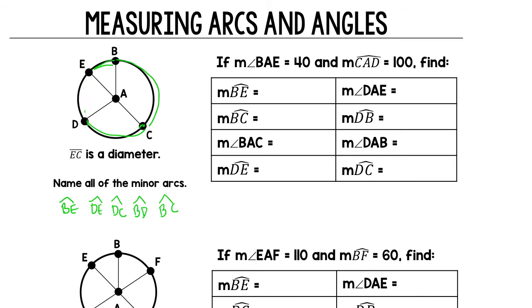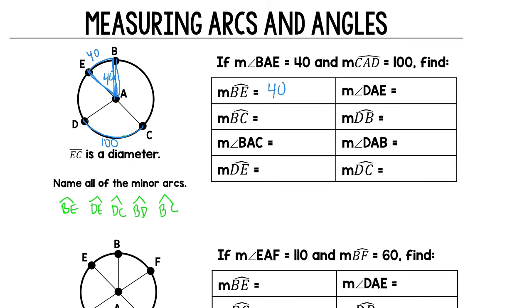I'm going to erase these so that we can use this circle for some other stuff. If the measure of angle BAE is 40, and the measure of arc CAD is 100, find the measure of arc BE. Well, the arc and the central angle are the same. So if this central angle is 40, this arc is 40 as well.